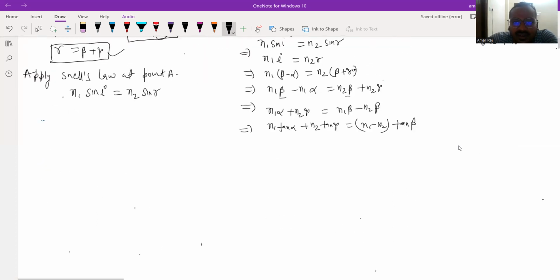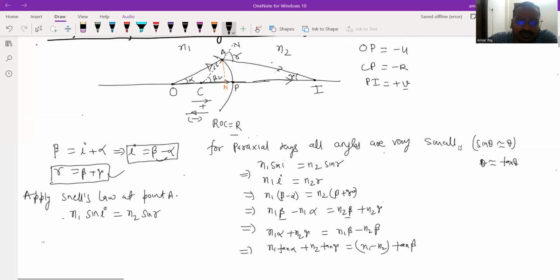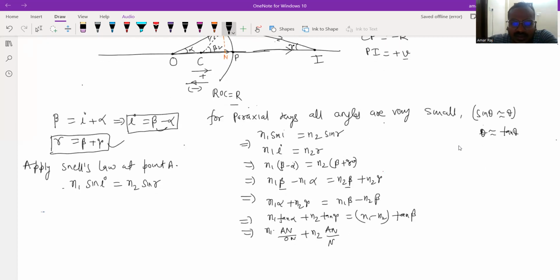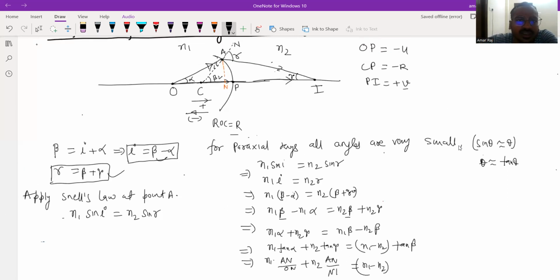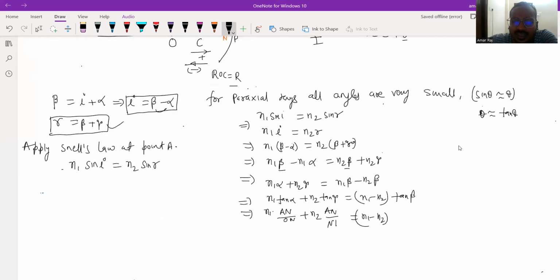Now in place of tan alpha, what can you write? In this triangle OAN, tan alpha will be AN by ON. So you can write N1 AN by ON plus N2 tan gamma. Tan gamma in this triangle you can write AN by NI, is equal to N1 minus N2 into tan beta. Tan beta is AN by CN.